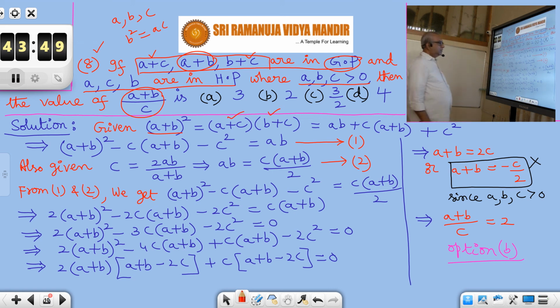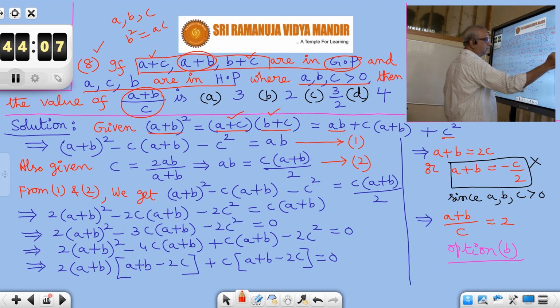Now, let us expand this. Right hand side, A plus C into B plus C, A into B, next, in AB over.